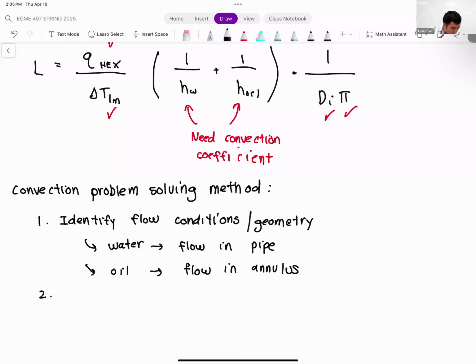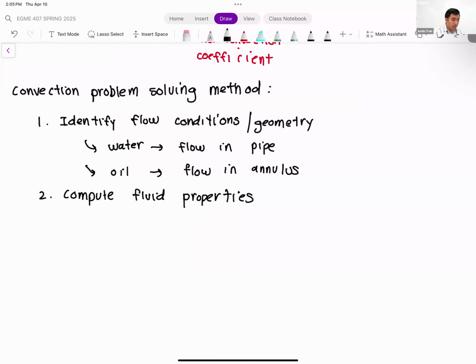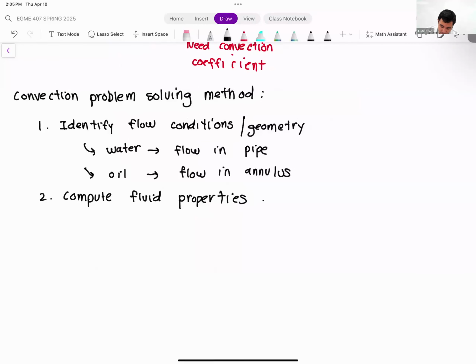Number two is to compute the fluid properties. Right. We need the fluid properties to compute the Reynolds number and the Nusselt number, all that good stuff, right? Luckily for us, we've already done this for this problem. All right, so we've already looked up the data tables. We have the fluid properties for both the water and the oil. So that one is good and done.